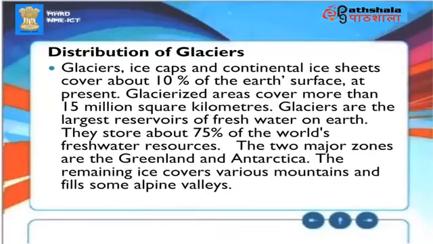Distribution of glaciers. Ice caps and continental ice sheets cover about 10% of the Earth's surface at present. Glaciarized areas cover more than 15 million square kilometers. Glaciers are the largest reservoirs of fresh water on Earth. They store about 75% of the world's freshwater resources. The two major zones are Greenland and Antarctica. The remaining ice covers various mountains and fills some alpine valleys.